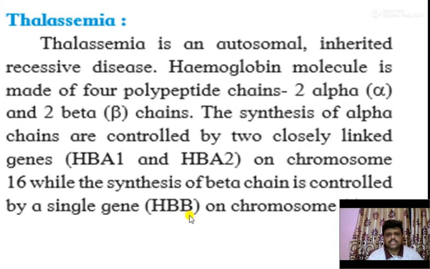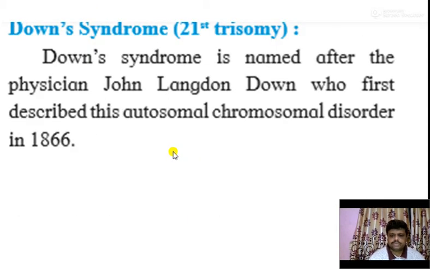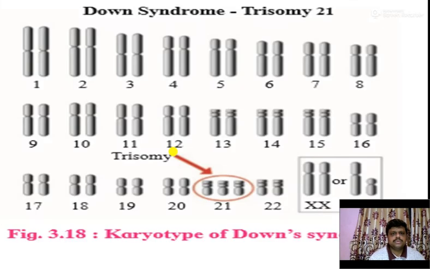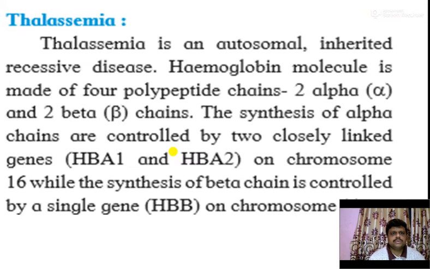Now just see the symptoms of thalassemia: anemia, then pale yellow skin, change in size and shape of RBC, slow growth and development, and dark urine. These are different symptoms found in a person who is suffering from thalassemia.